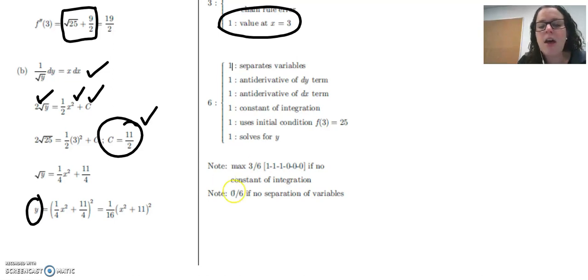Okay? Then these little notes, again, this is pretty consistent. If you don't do plus C, you get 50%, and that's it. If you don't separate those variables at the beginning, just getting the x's on one side and the y's on the other, you get nothing. Nothing. Even if you could do the calculus correct, you've got to separate your variables. Every time. Start by separating your variables.